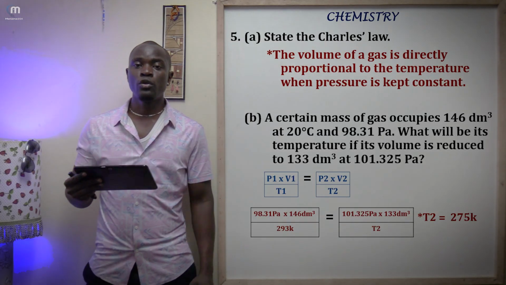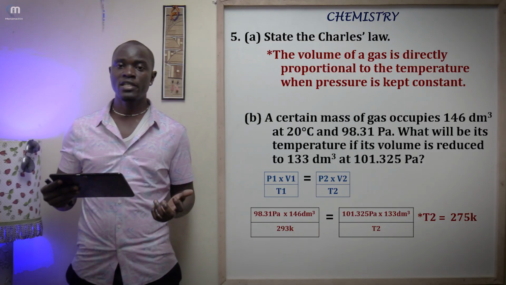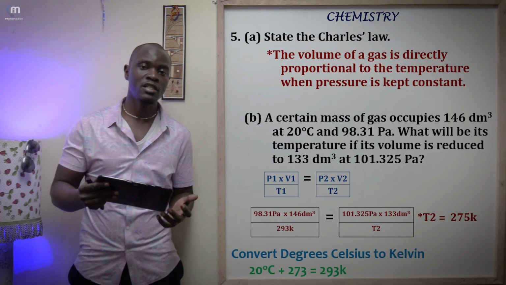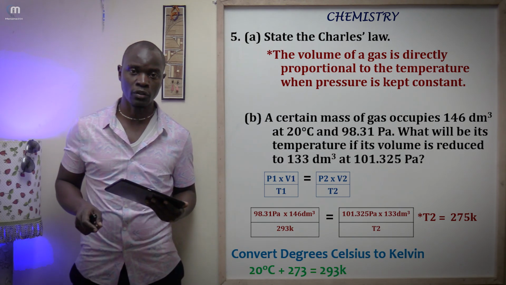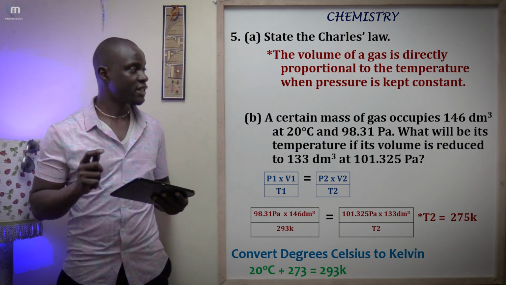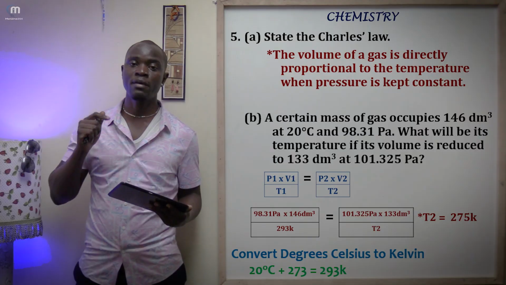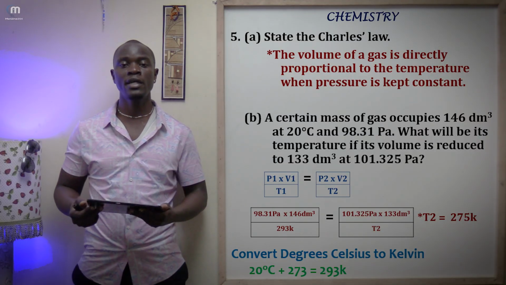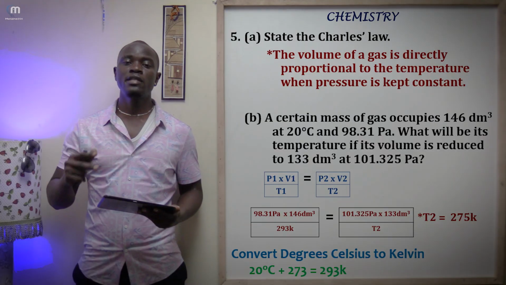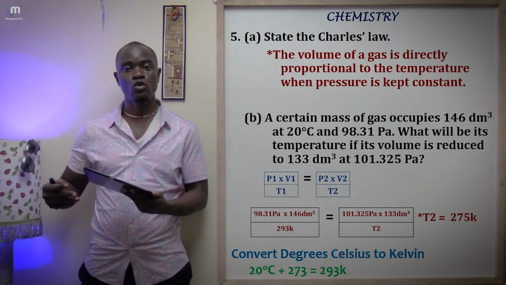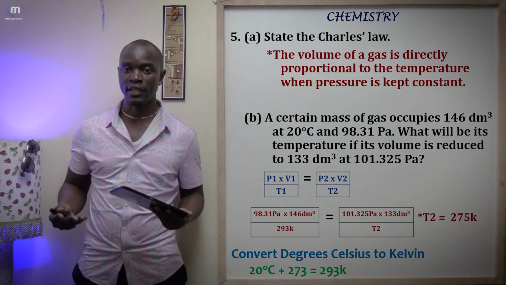So the next thing that you should do in this case, you should convert every degree Celsius to Kelvin. That is what you should do before even beginning the calculation. So never calculate gas laws with temperature in degrees Celsius. You will get the wrong answer. So all degrees Celsius must be converted to Kelvin, and then you make the calculation.